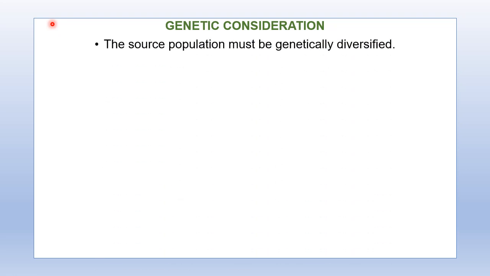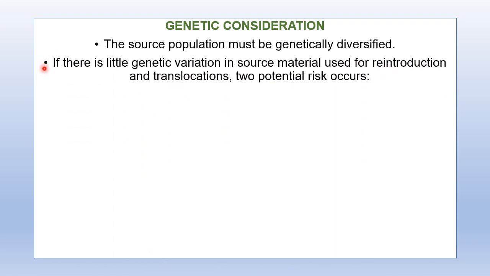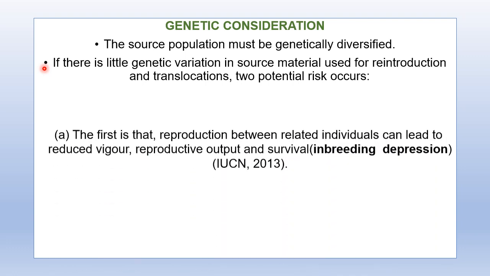The next inevitable part of successful reintroduction is the genetic consideration of the reintroduced species. The source population must be genetically diversified. A more probable problem is the reduction in genetic diversity over time. If there is little genetic variation in the source material used for reintroduction and translocation, then there is a possibility of two potential risks.